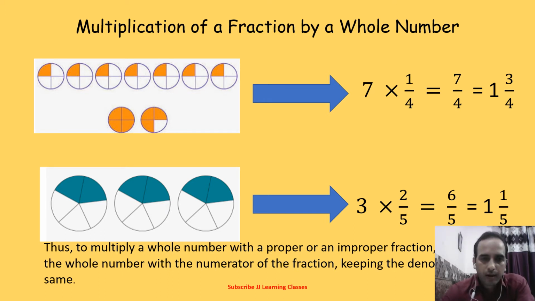Here we have 3 different circles, and each is representing 2 upon 5. So 2 parts are selected among all the 5 equal parts, and it's 3 times, so 3 times 2 upon 5. 2 upon 5 three times becomes 6 upon 5, and we convert the improper fraction into a mixed fraction, which is 1 1 by 5. The concept is the same. Whenever we multiply a whole number with a proper fraction or an improper fraction, we multiply the number with the numerator of the fraction, keeping the denominator the same. This is the basic concept whenever we multiply a fraction with a whole number.